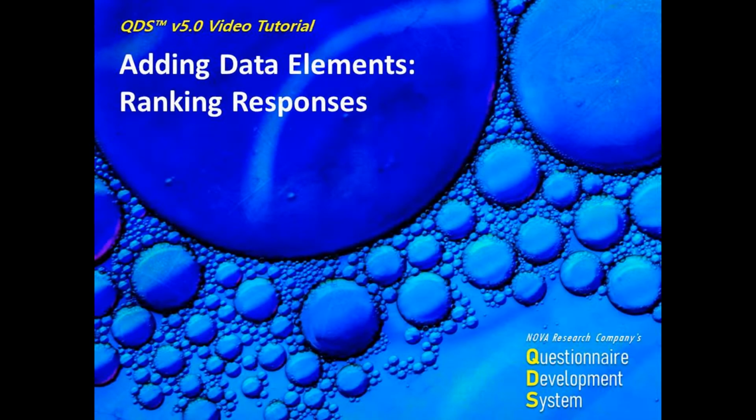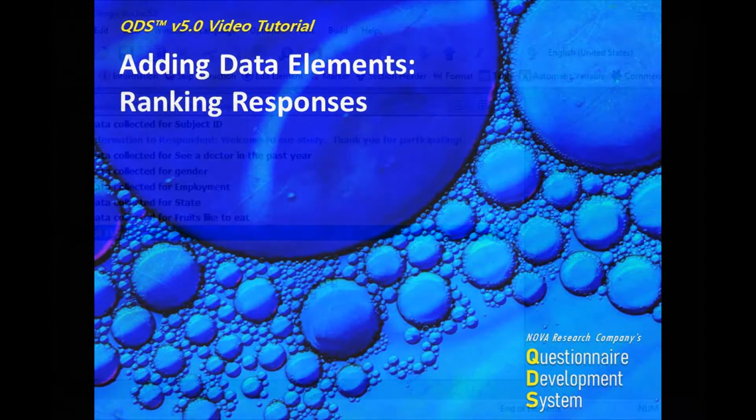In this QDS training video, you'll learn how to add a ranking type question. For items where respondents will need to rank more than one choice, you'll use a data element with a ranking response type. This feature was added in QDS version 4.0.